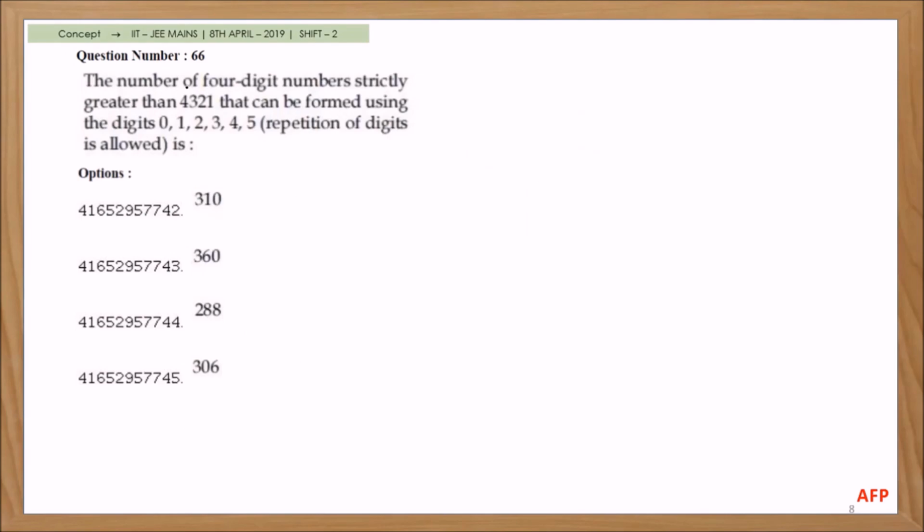Next problem. The number of 4-digit numbers strictly greater than 4321 that can be formed using the digits 0 to 5, where repetition of digits is allowed. We will fix the places: unit place, tens place, hundreds place, thousands place. With 4, 3, 2 fixed, if I want to place numbers here, how many? There is 1 number there, and more than 1 we have to place, so there are 4 possibilities. 1 into 4 is 4.